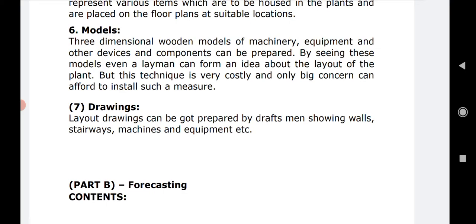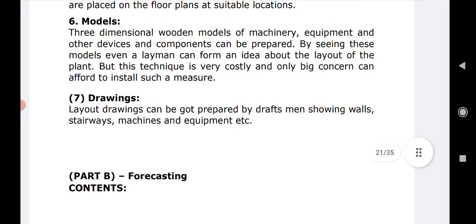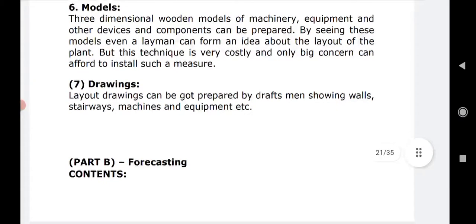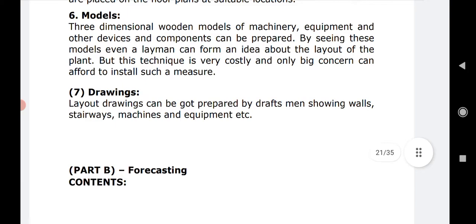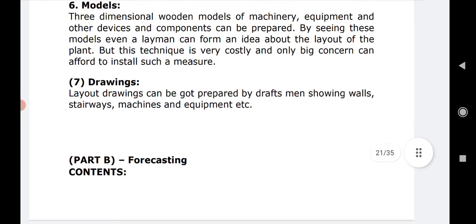Next up are the models, right? Here the models are created as we generally create models in school projects or something like that. So these are three-dimensional wooden models of the machinery, equipment, and even the other devices and components that can be prepared. And by seeing these models, even a layman can understand the idea about the layout of the plant, right?